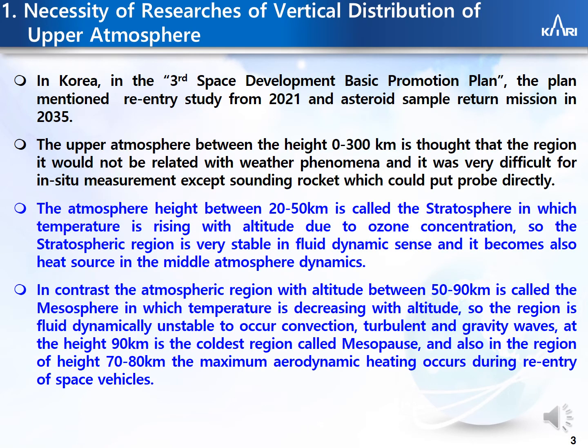For the first, necessity of research is of vertical distribution of upper atmosphere. In Korea, in the third space development basic promotion plan, the plan mentioned re-entry study from 2021 and asteroid sample return mission in 2035. The upper atmosphere between the height 0 to 300 kilometers is the region that would not be related with weather phenomena, and it was very difficult for in situ measurement except sounding rocket which could put probe directly.